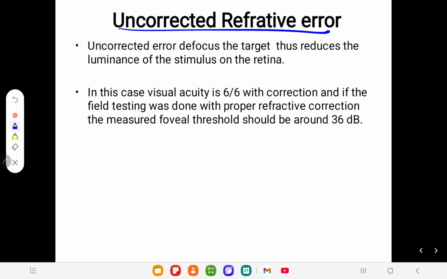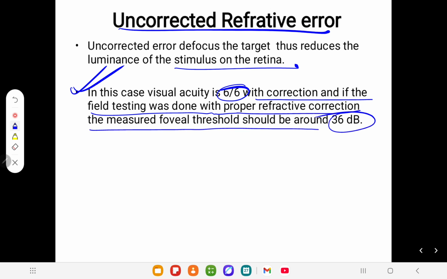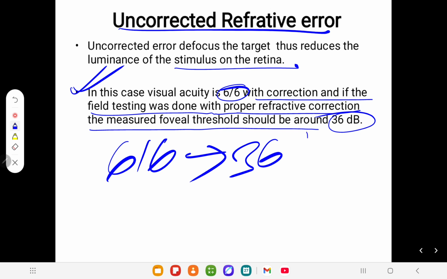Okay. Another, this is my favorite. Uncorrected refractive error defocuses the target, thus reducing the luminance of the stimulus on the retina. This is a great point. I was asked this question in viva when I was in third year. In this case, with 6 by 6 visual acuity corrected, if the field testing was done with proper refractive correction, the measured foveal threshold should be approximately 36 decibels. It's completely okay if it is 35, 34, 37, whatever. Around 36: 6 by 6 vision means a foveal threshold of around 36 decibels.